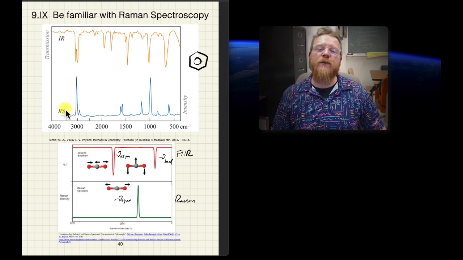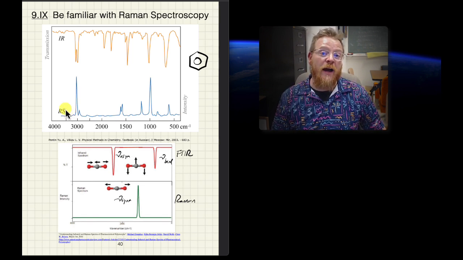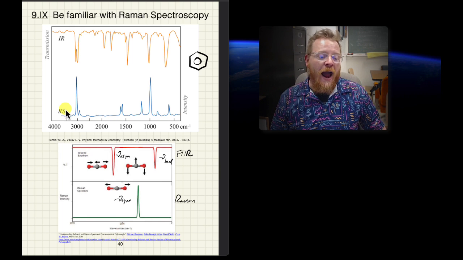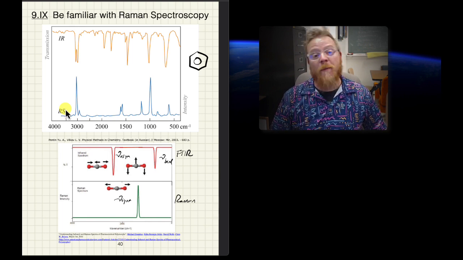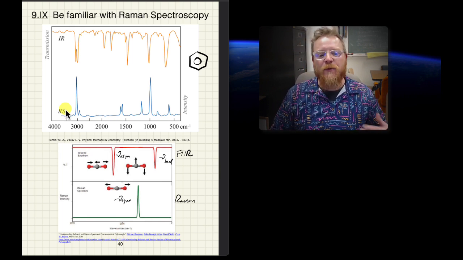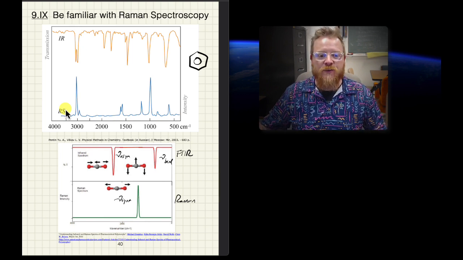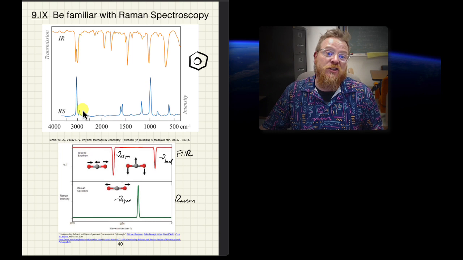So other molecules that display Raman spectra that do not display FTIR spectra are things like O2 and N2. Those are not IR active, but they are Raman active. So again, being able to use both techniques, if you can, gives a better characterization than just one.